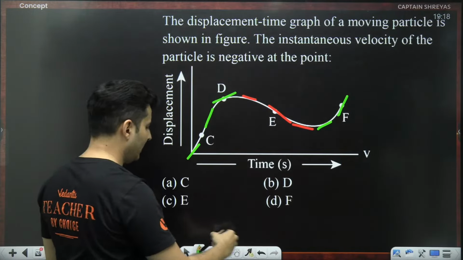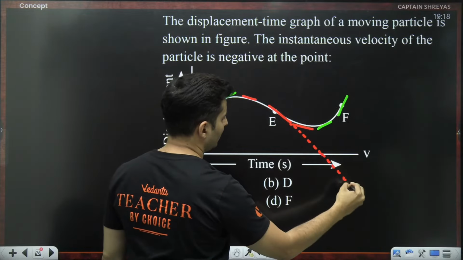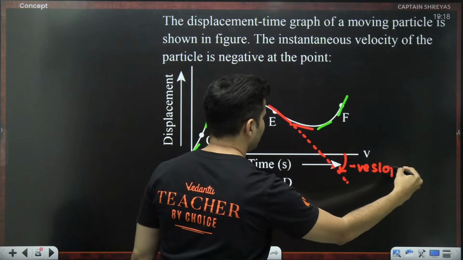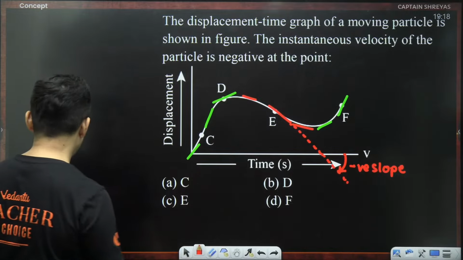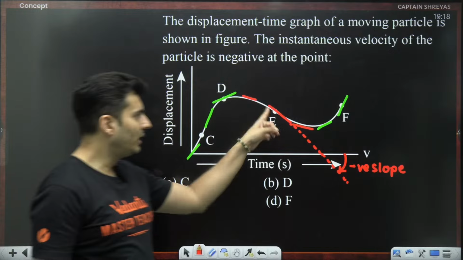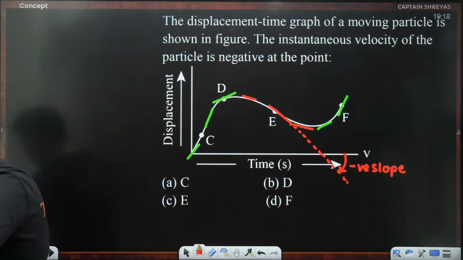So I think it is going down over here. If you see, it is going down over here. So it is definitely a negative slope. So at point E, which is basically option number C, the slope is negative, and that means the velocity is also negative.